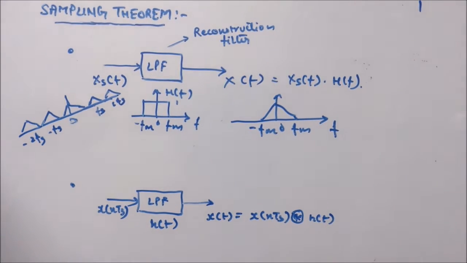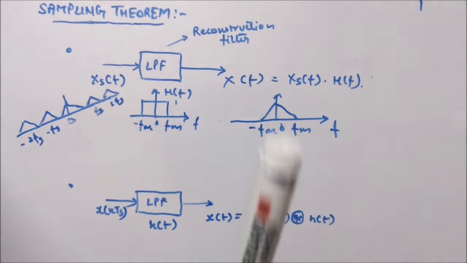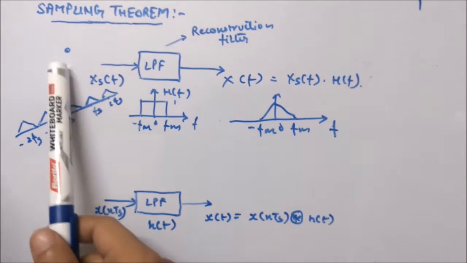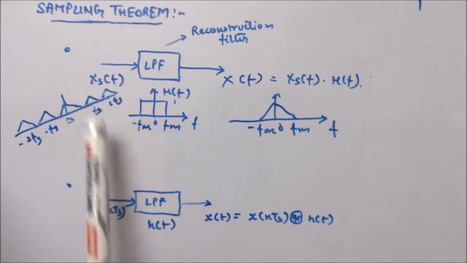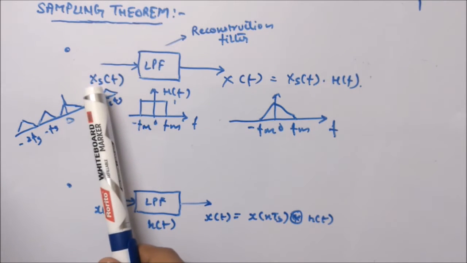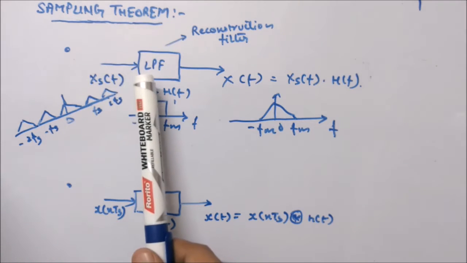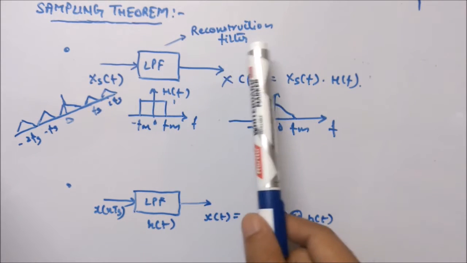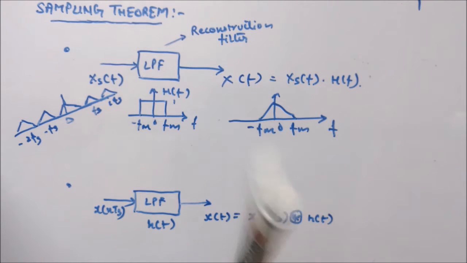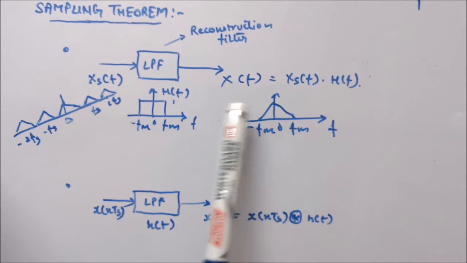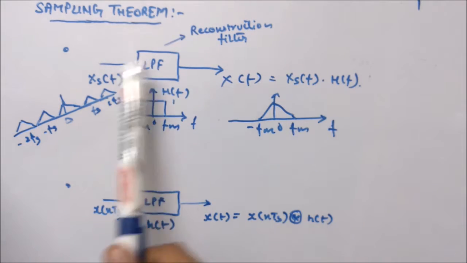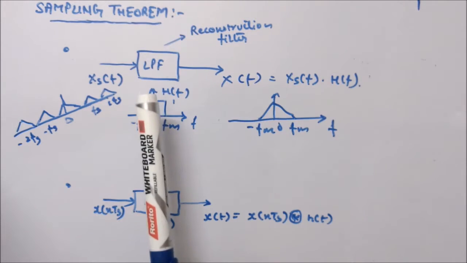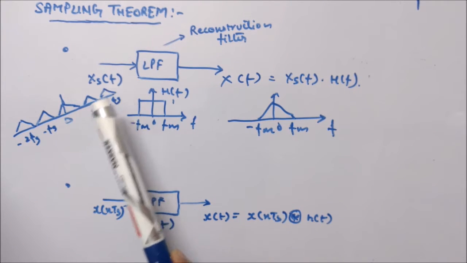Okay, so now let's see how you want to recover your message signal from the sampled version. Here, if you see, I've made two diagrams. This is your sampled signal XS of f, and you pass it through a low pass filter, which is also known as a reconstruction filter, and you will get your original signal. I have made this in the frequency domain, if you can see. So our XS of f was like this.